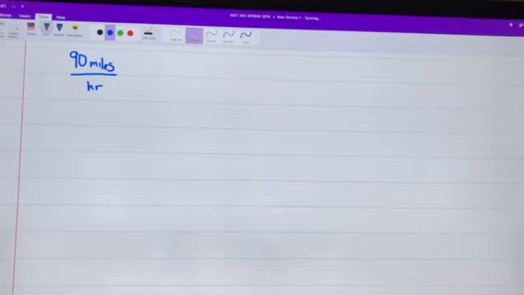Okay, so in continuing with what we have regarding gravity, I'm going to pause for just a moment and mention a little something about unit conversions.